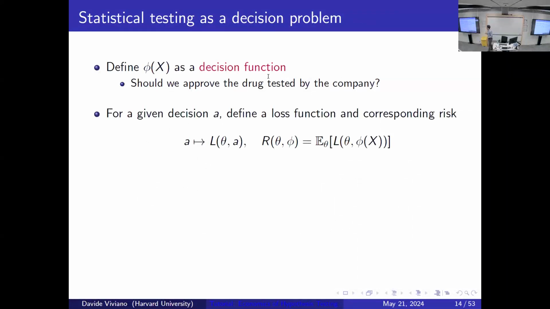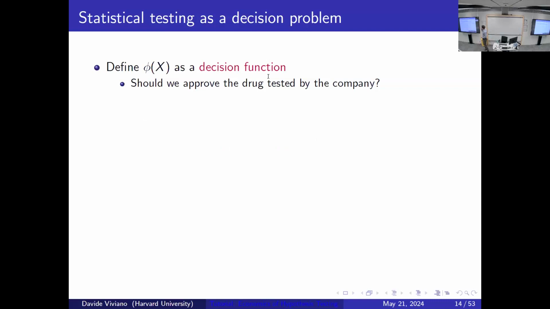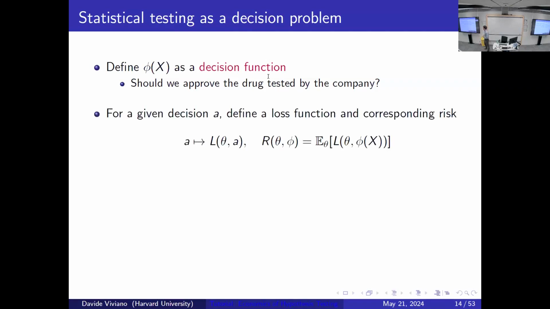So let's define our test to be just a decision function. For instance, should I approve the drug which the company is testing, or should I not? Now, for a given decision, we can define a loss function. And so this loss function is going to be a function of our parameter theta and our decision. And then we can look at the expected value of our loss function to be our objective.